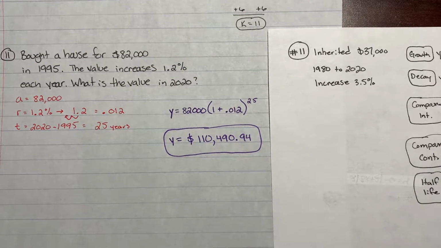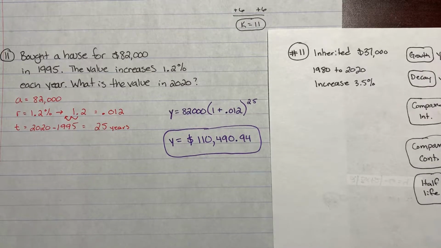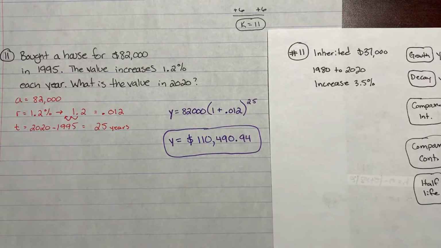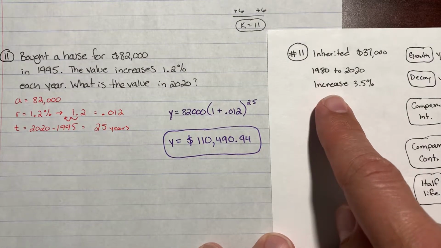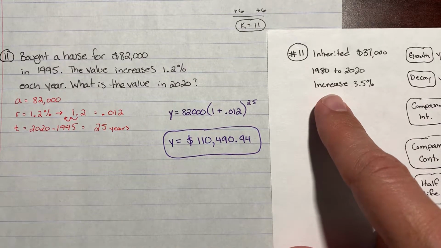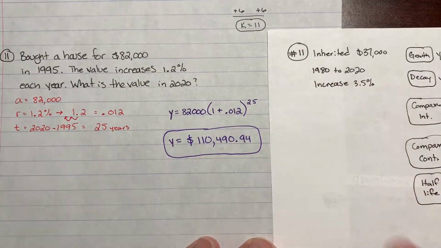All right, so for problem 11, I made up a new one. I didn't use the study guide because in the study guide, it had depreciate, and this example has increasing. So here's the actual problem from the test, that you inherit the land for $37,000. It's increasing at 3.5% from 1980 to 2020.